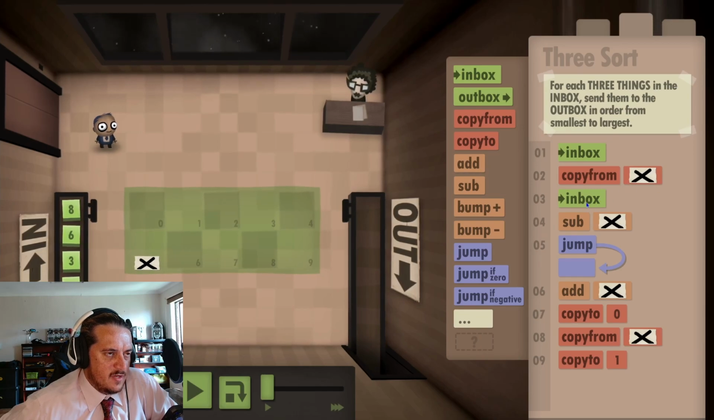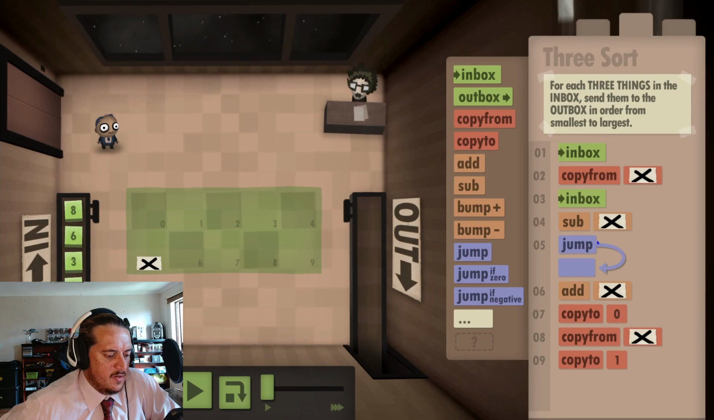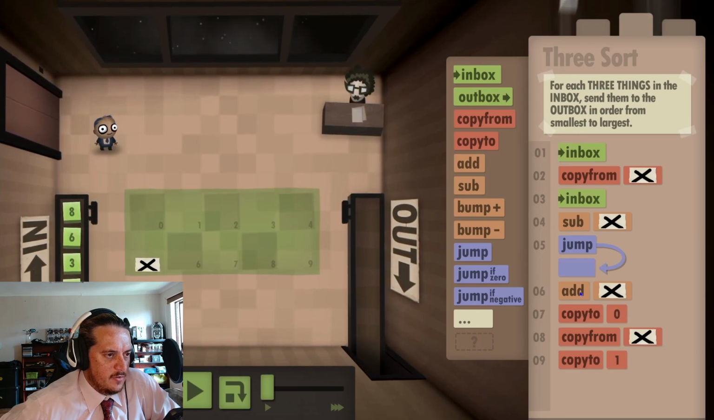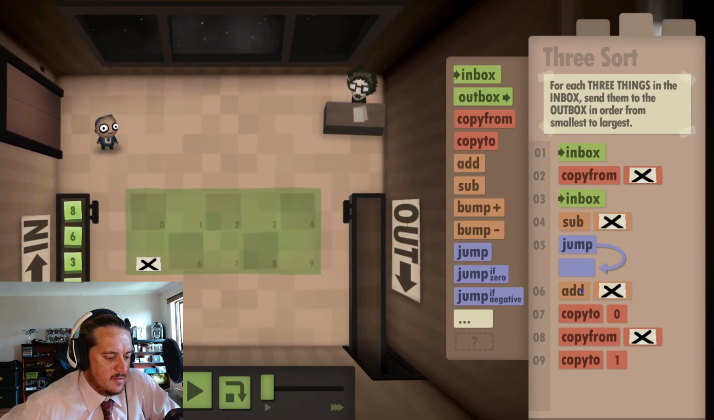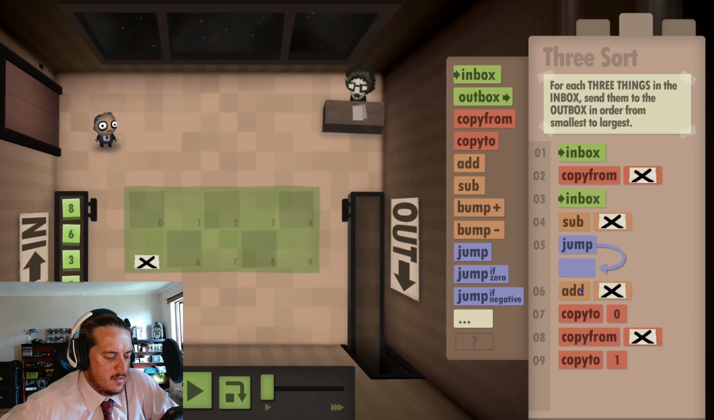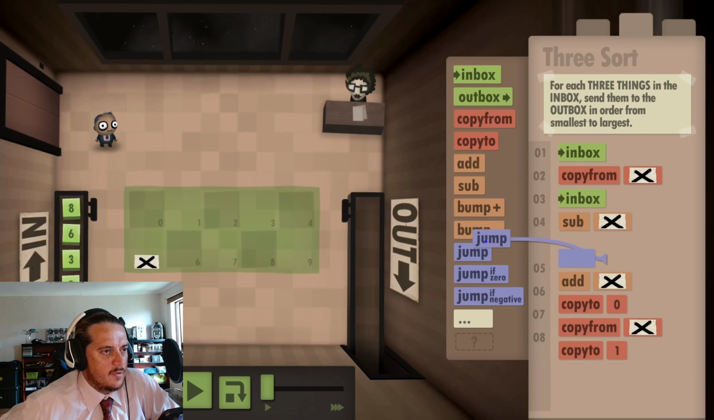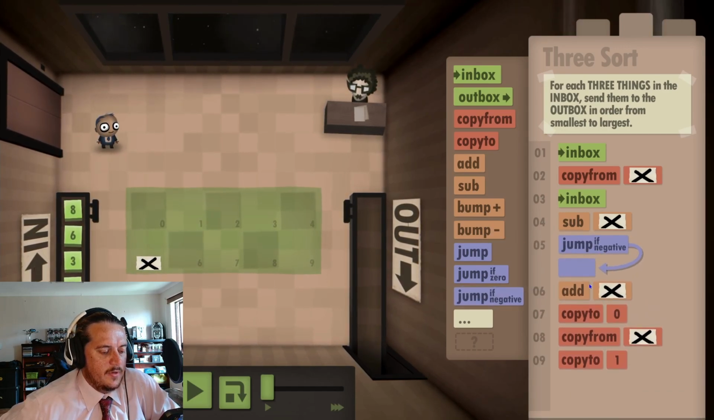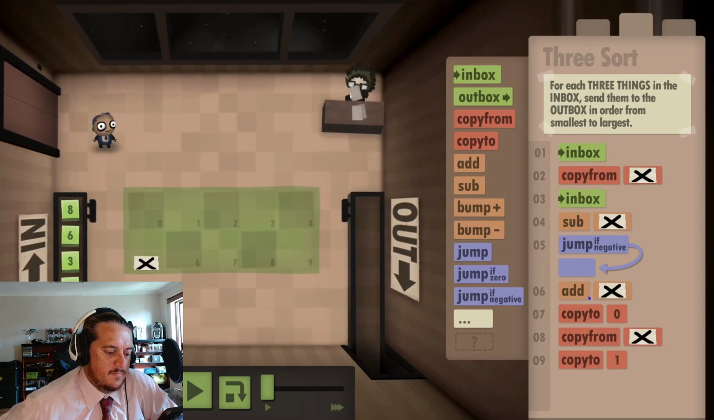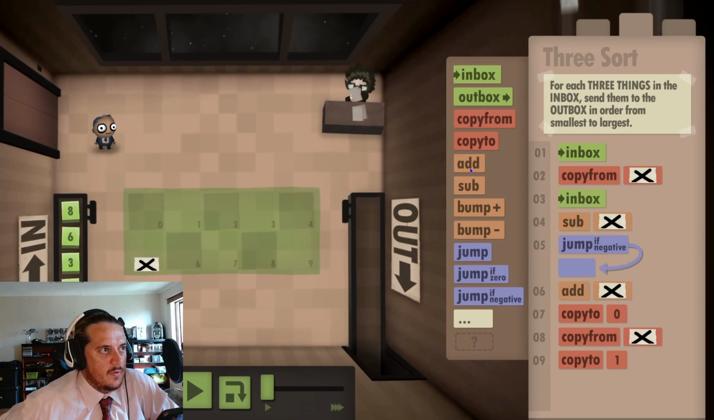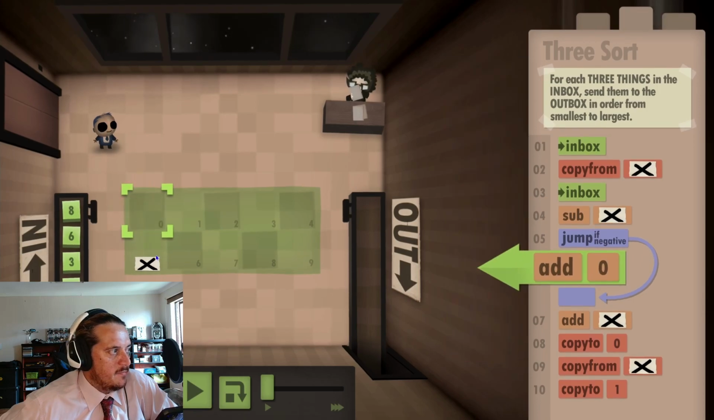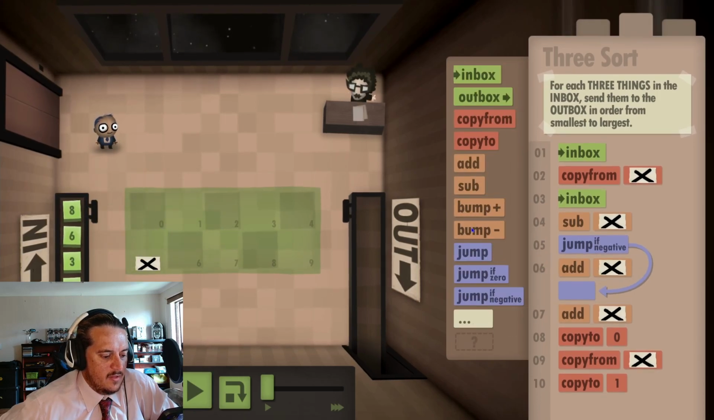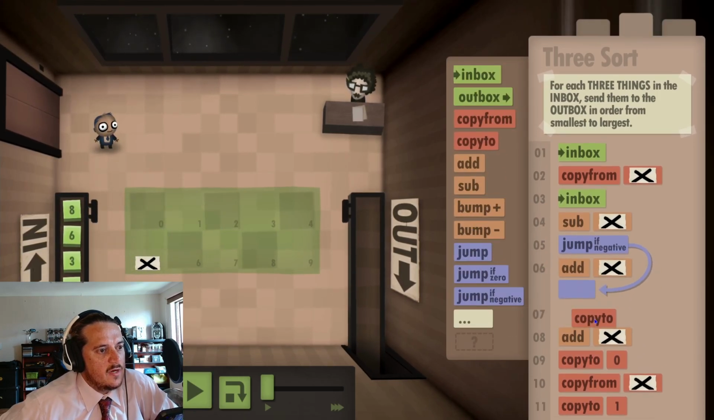So if number 2 minus number 1 is positive, then we're going to add back... oh no, it's not positive, it's negative. It is negative. We're going to add it back and then jump. Positive, we're going to add it back and then paste them in a different order. Oh, now I understand it.